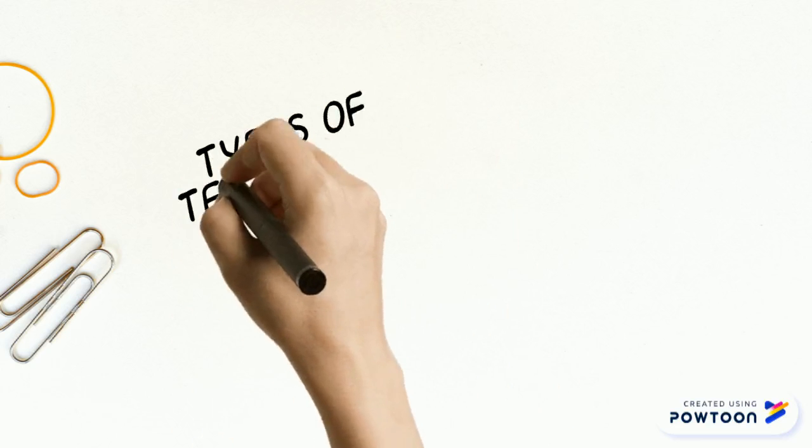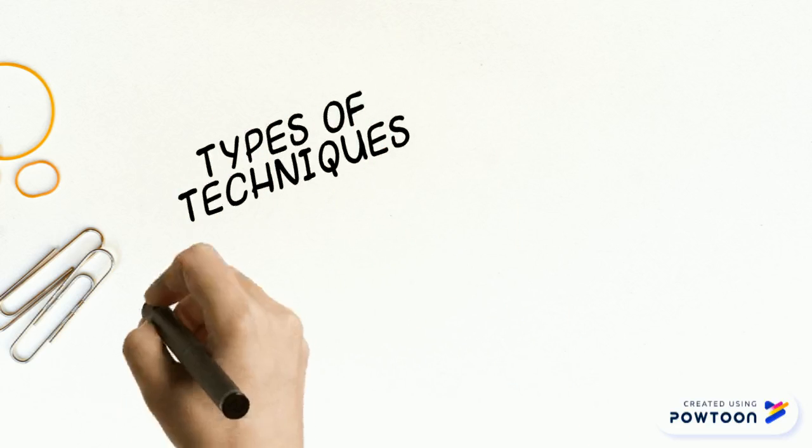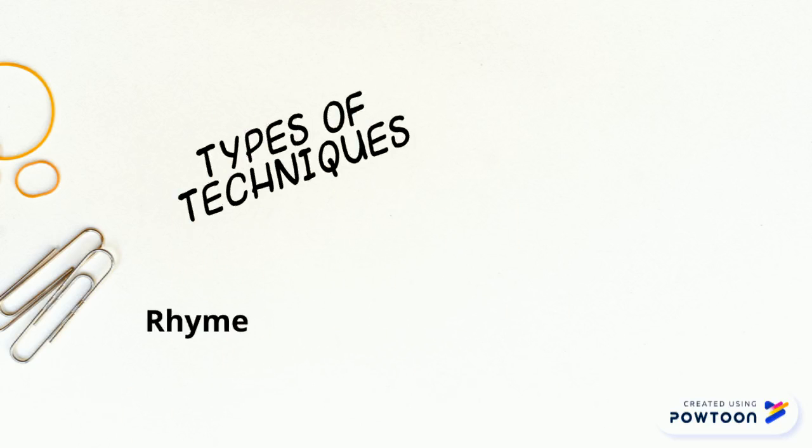So the first thing we're going to look at are some of the different types of techniques that are used in poetry. Now, rhyme is something that yesterday everyone mentioned as being really important. And we also talked about rhythm and having that beat, which is important in poetry and songs. But we're going to look into a few extras.